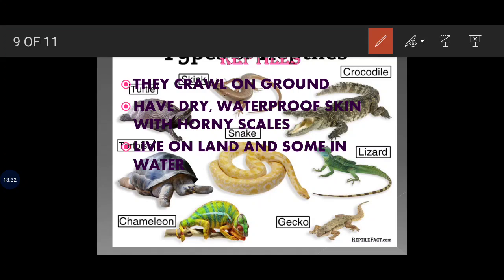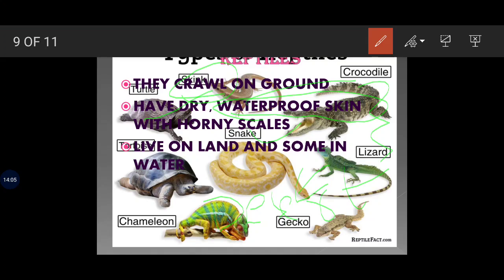They have a distinctive feature of crawling on the surface of the ground. They have dry scaly skin, but their scales do not resemble the fish. Their scales are quite hard and horny and protect them from the predators. They have waterproof skin. Usually you will find them abundantly in desert areas.